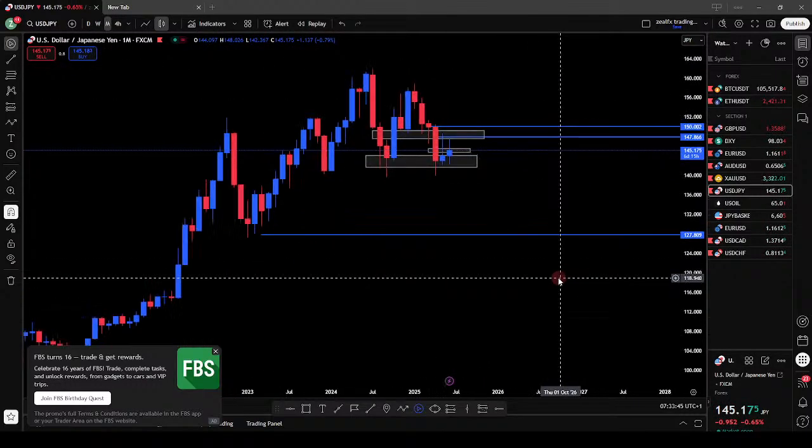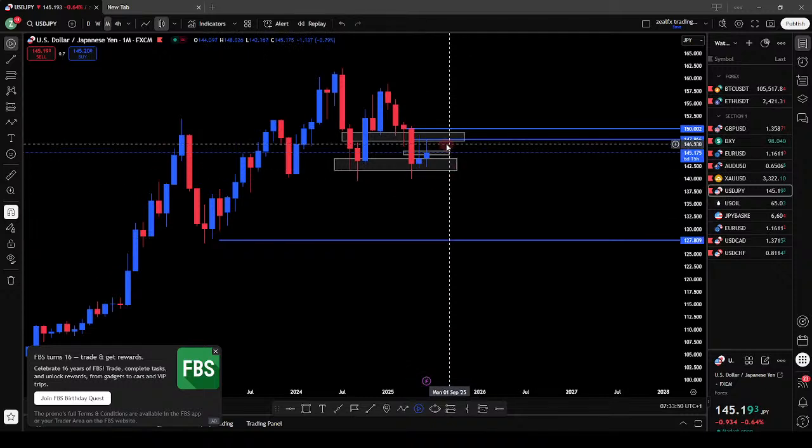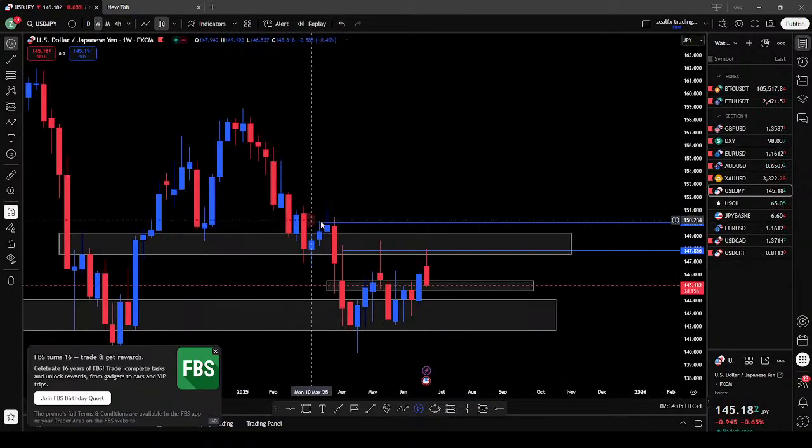So let's look at the higher time frame of the USDJPY. On our monthly, price remains bullish. We are still expecting more uptrend on the monthly chart, more bullish trend on USDJPY. So let's look at the weekly chart of the USDJPY.